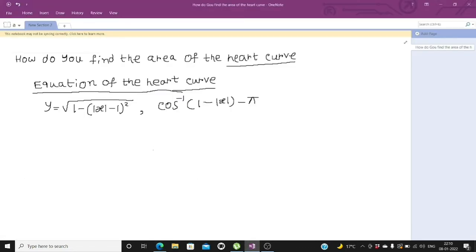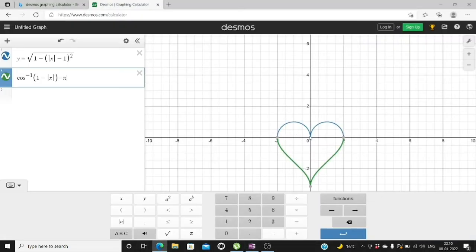So now to the calculation part. We have to integrate this first function, y equals root under 1 minus (mod x minus 1) whole square, in the range from 0 to 2, right? But see, there is a mod x part. The mod x part simply represents the symmetric part. As we are doing the calculation on a single part, we are taking it as x. So let's do it.